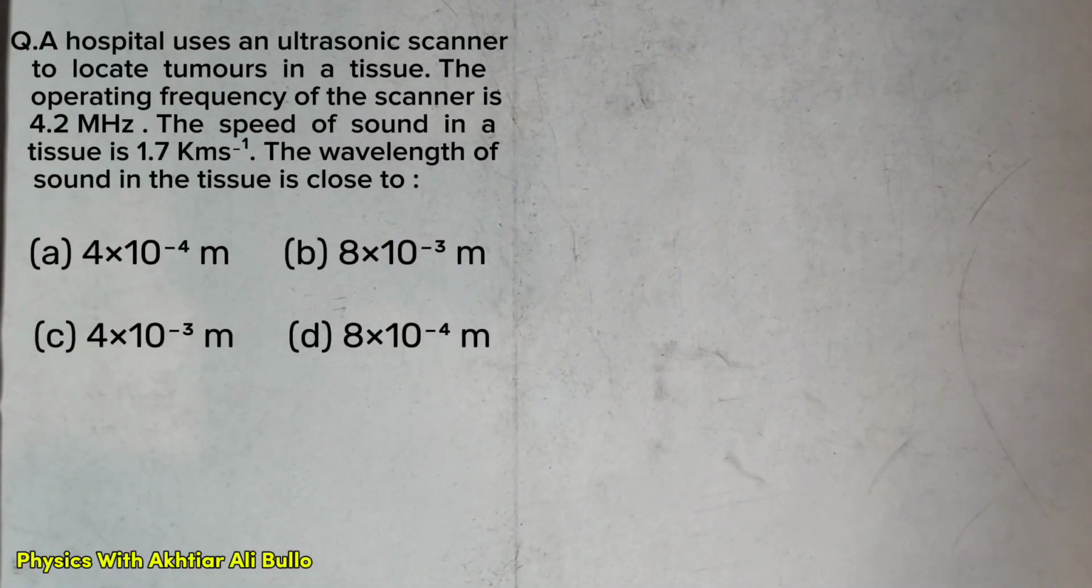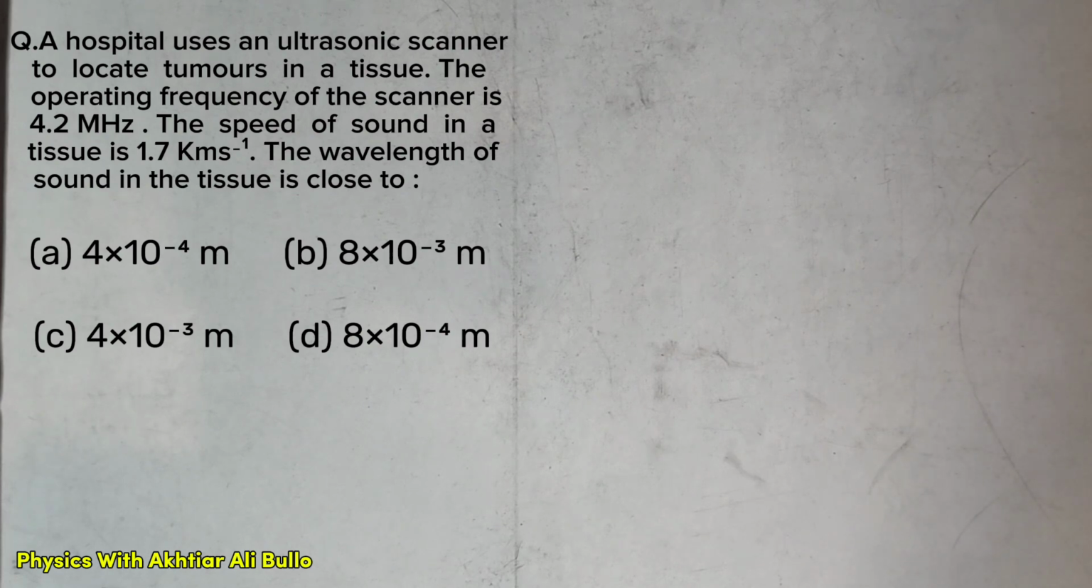The question is, a hospital uses an ultrasonic scanner to locate tumors in a tissue. The operating frequency of the scanner is 4.2 megahertz. The speed of sound in a tissue is 1.7 kilometer per second.